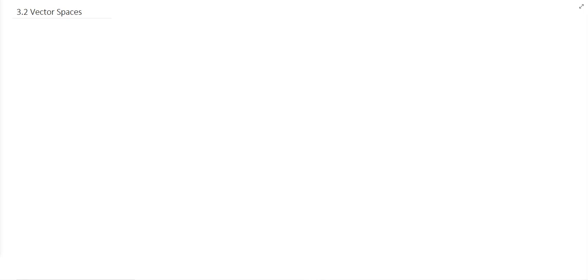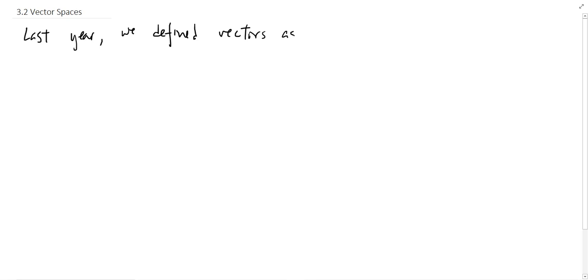Okay, so to start, last year we learned to define vectors as ordered lists of numbers. So last year we defined vectors algebraically as ordered lists of numbers, basically referred to as vectors in Rn.